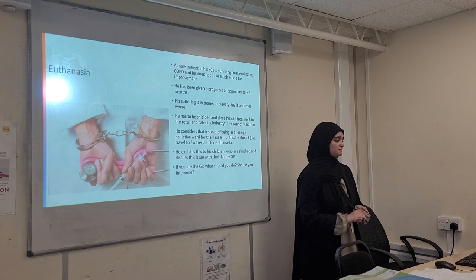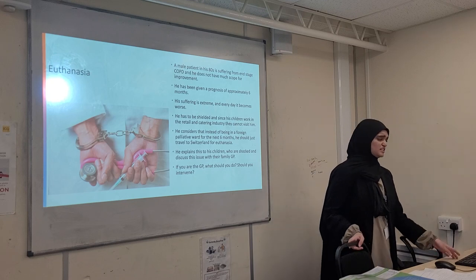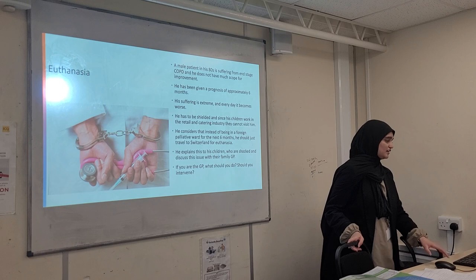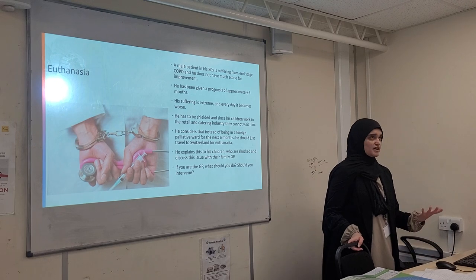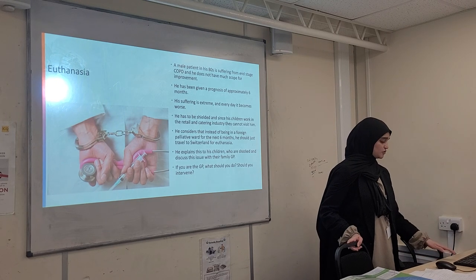So if he wants to travel to Switzerland, obviously it's his choice, you can't physically stop him, but in the UK, you would try your best to discourage them from doing it.